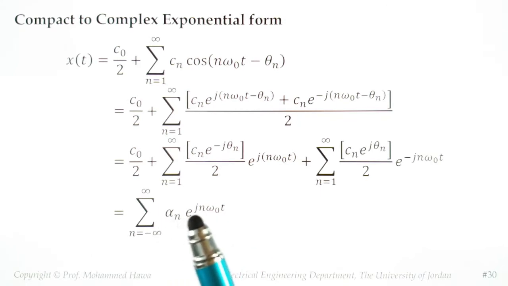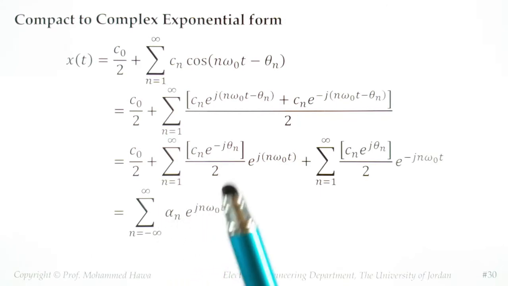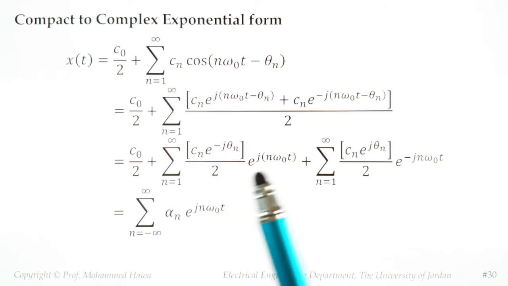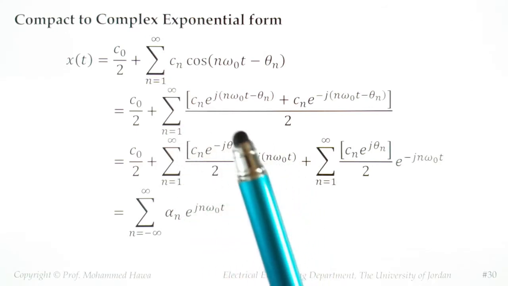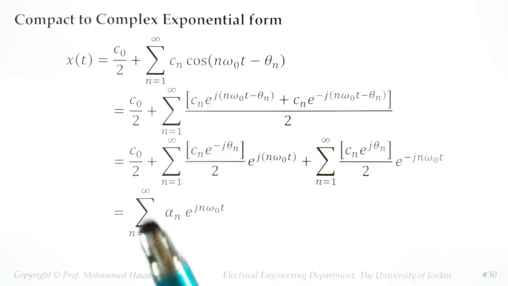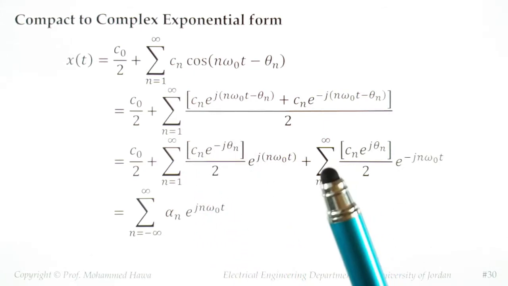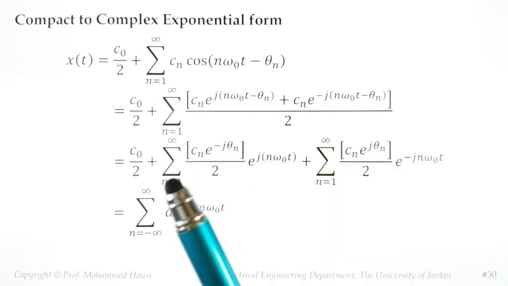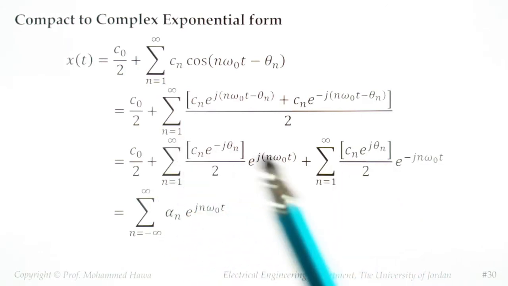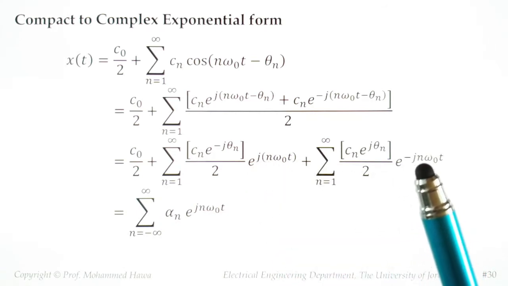Notice that it's alpha n e to j n omega naught t. It is what I'm getting from this term, where I know that alpha n is this complex number that has this magnitude Cn over 2 and this phase shift minus theta n. You say, what about this term? Well, this one started from 1 to infinity. But this one, instead of jn, has minus jn.